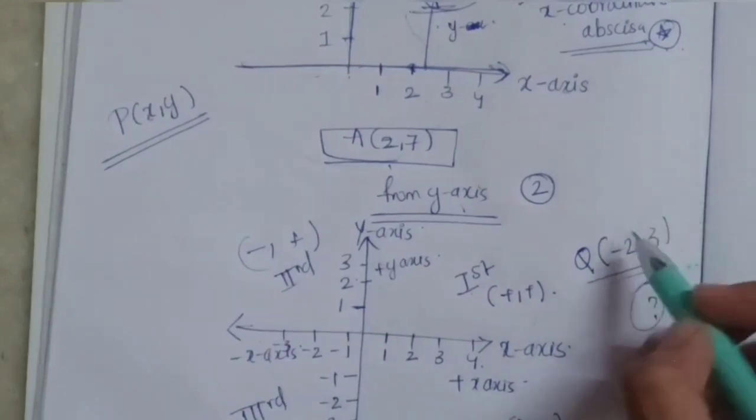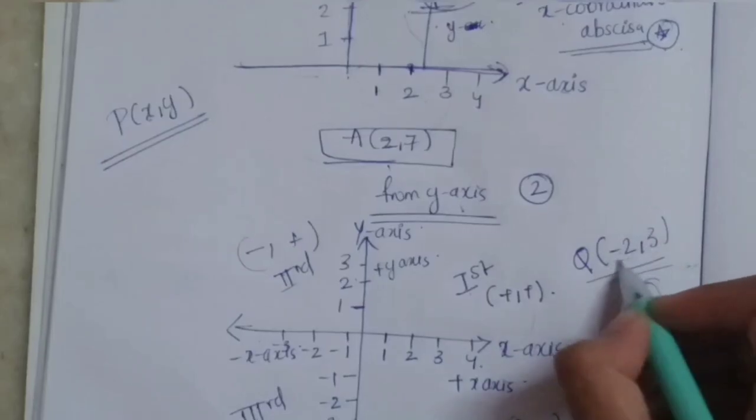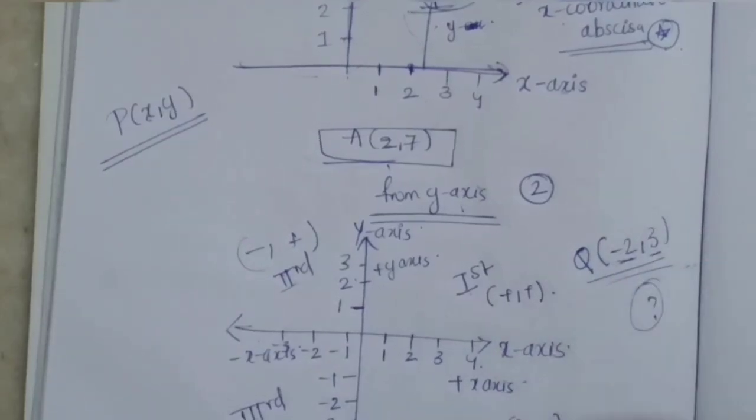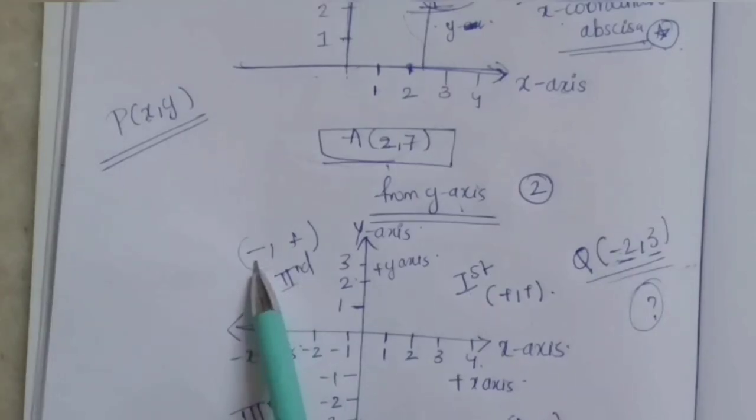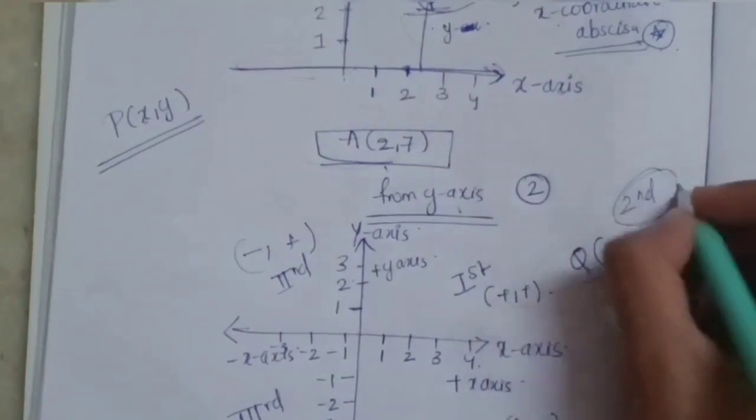So these are the signs of a particular quadrant. This is a question of -2 comma 3. Which quadrant does it belong to? The x sign is negative and the y sign is positive. So it belongs to the second quadrant, right?